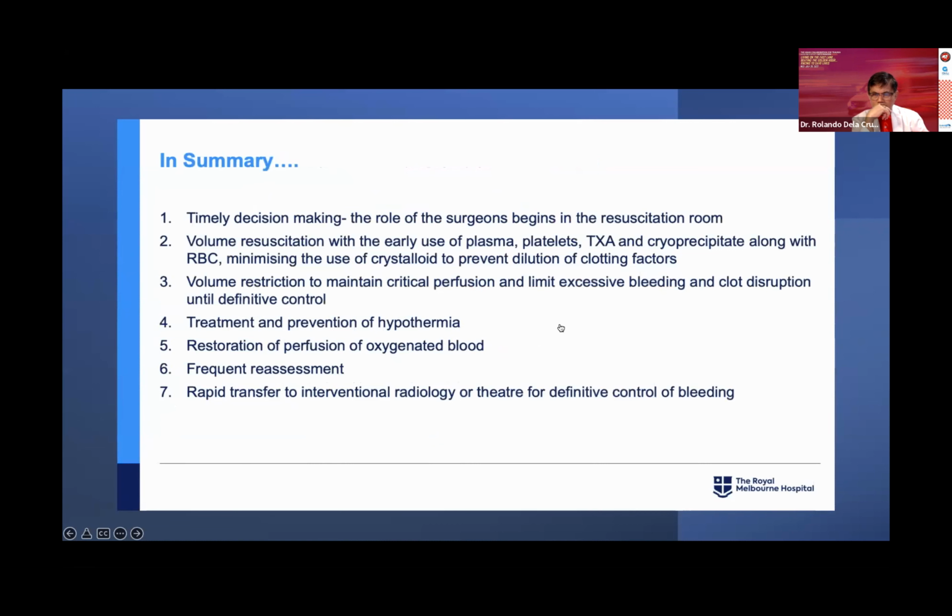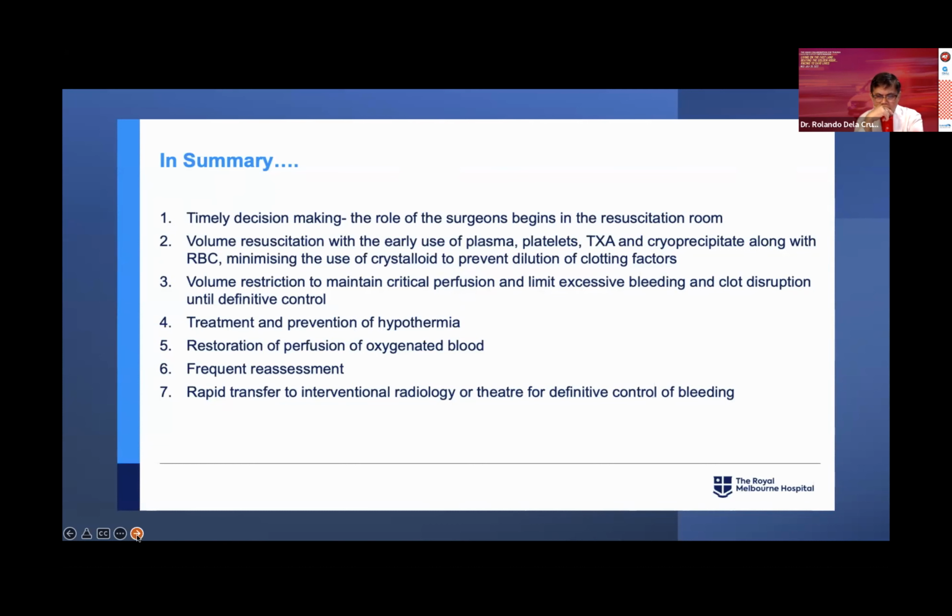So in summary, timely decision-making is vital, and the role of the surgeons begins with resuscitation in the resuscitation room. Volume resuscitation, with the early use of blood products, along with the minimal use of crystalloid to prevent the dilution of clotting factors, is vital. Volume restriction can help maintain critical perfusion while limiting excessive bleeding until you have definitive control of that bleeding. The prevention and treatment of hypothermia and restoring perfused oxygenated blood is important as well.